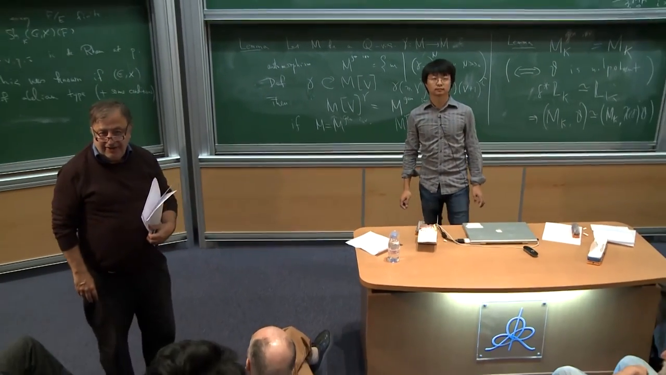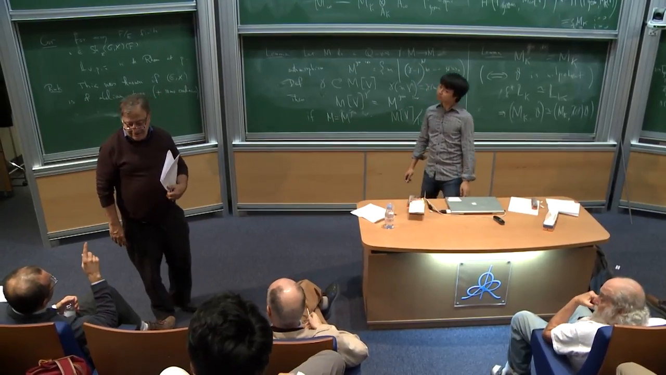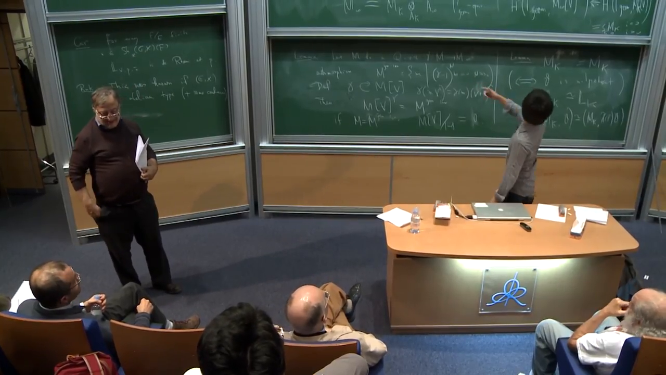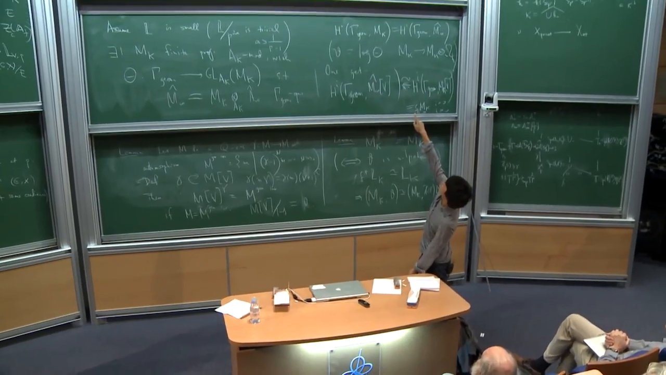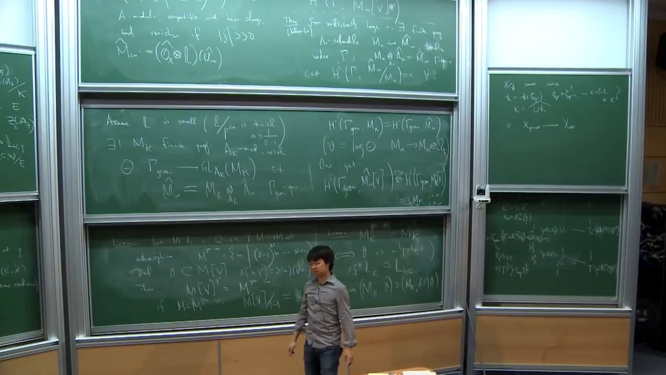Questions? Just one question: you assume that L is small. I mean, it's not really an assumption; in this theorem of Galois, they pass to some a_n, which really goes to something, to make it small. Okay.